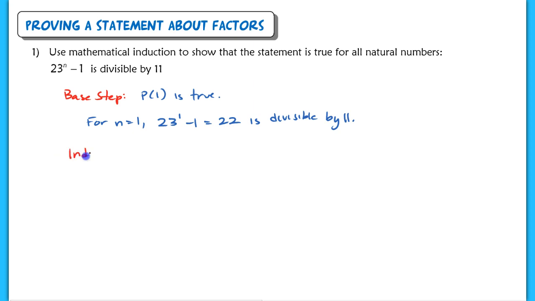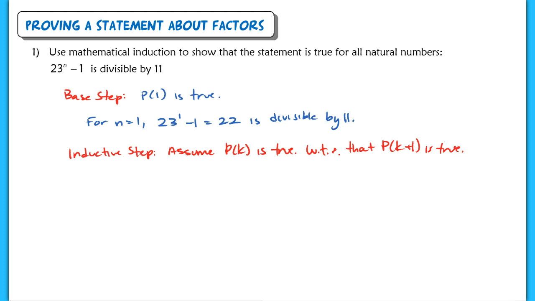Now for our inductive step, we're going to assume that P of k is true, and we want to show that P of k plus 1 is also true. So I'm going to write this as an if-then as well. Now for the if-then part, we have to be able to come up with an equation for this. Okay, 23 to the n minus 1 is divisible by 11.